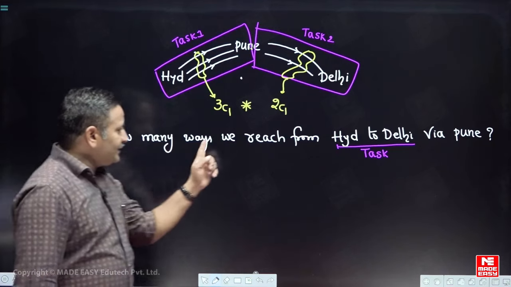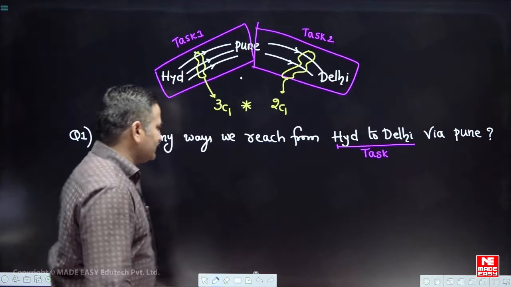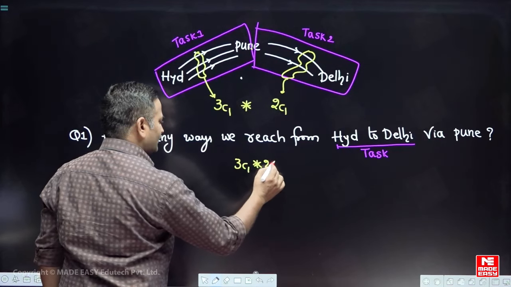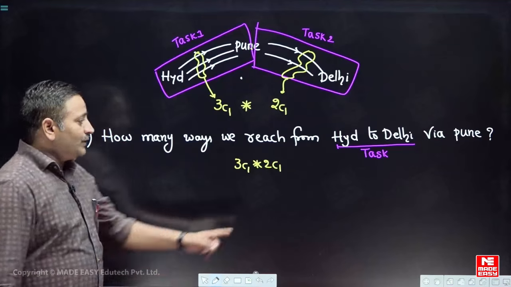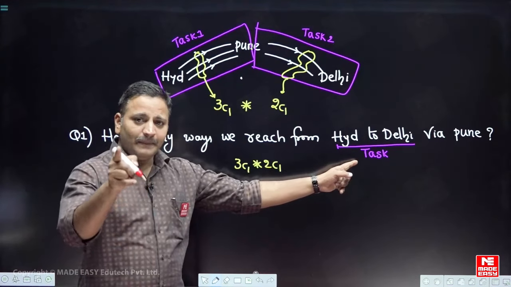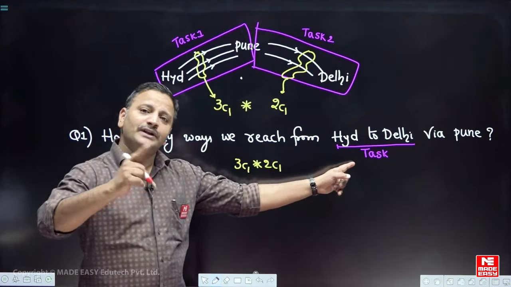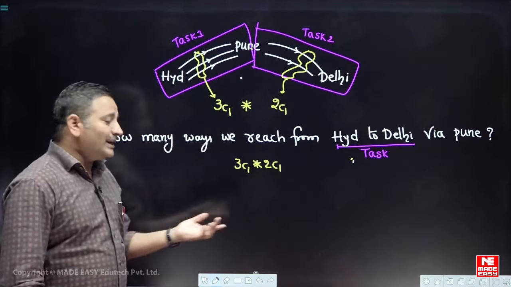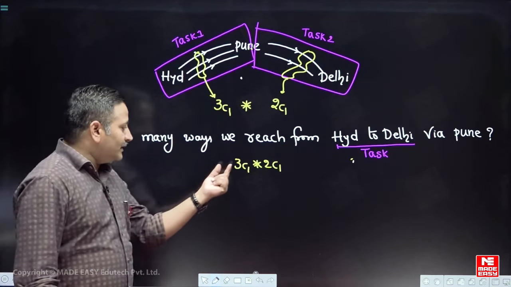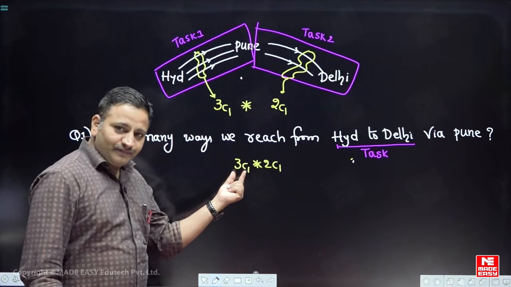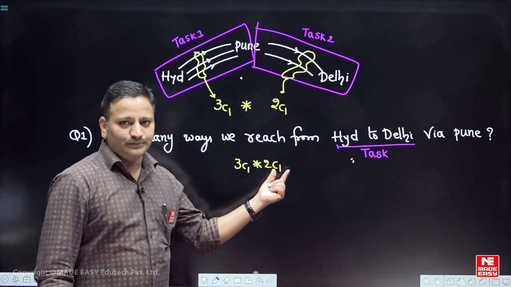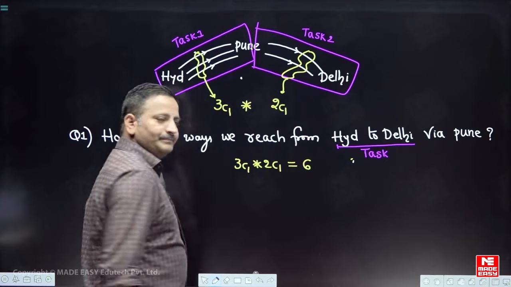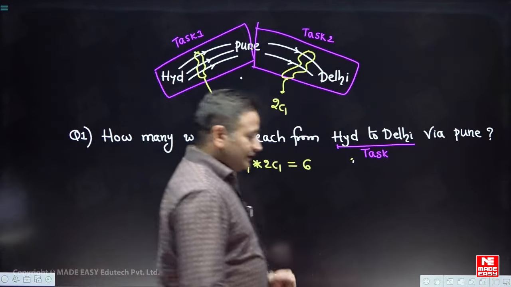So, how many ways can we reach from Hyderabad to Delhi via Pune? The answer is 3C1 into 2C1. If the whole task is completed by completing subtasks one after another, then the total number of ways to complete the task is the number of ways of completing subtask 1 followed by the number of ways to complete subtask 2. Clear, friends? Therefore, the answer is 3C1 into 2C1. Okay, now apply this logic, friends.